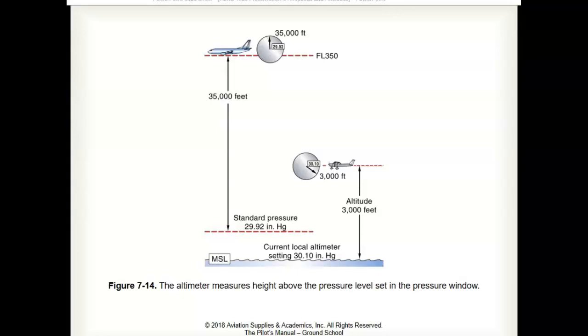The aircraft on the right has a local altimeter setting of 30.10 set in the altimeter, and that aircraft indicates an altitude of 3,000 feet. Remember, that's 3,000 feet mean sea level, or above sea level. 30.10 is the pressure at sea level. So that aircraft is showing its altitude above sea level.